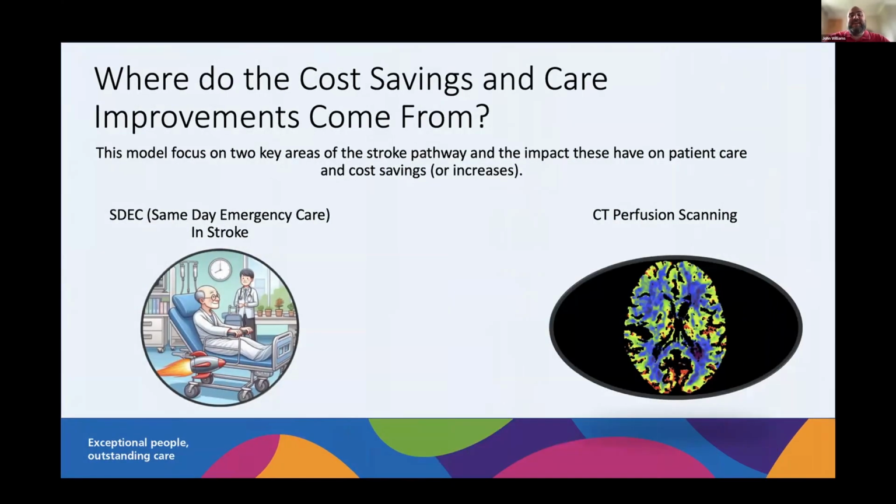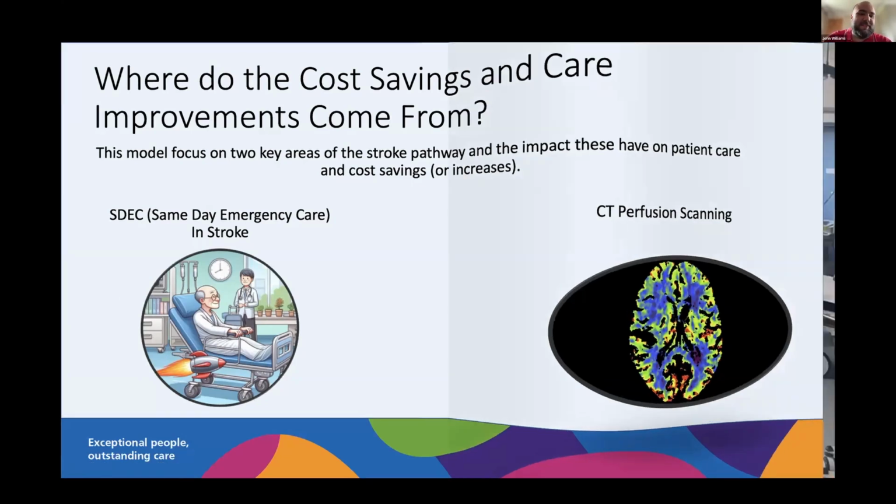So there are two very key areas we're going to be looking at in this model. And these are where most of the care improvements come from and the cost savings. So getting both these together at the same time. And the main driving factor behind both of these are same-day emergency care, or SDEC, in stroke, and the use of CT perfusion scanning. I always like this picture because we're so fast in the SDEC, it's like strapping rockets to your patient, which isn't a good idea in real life, apparently, I've been told.